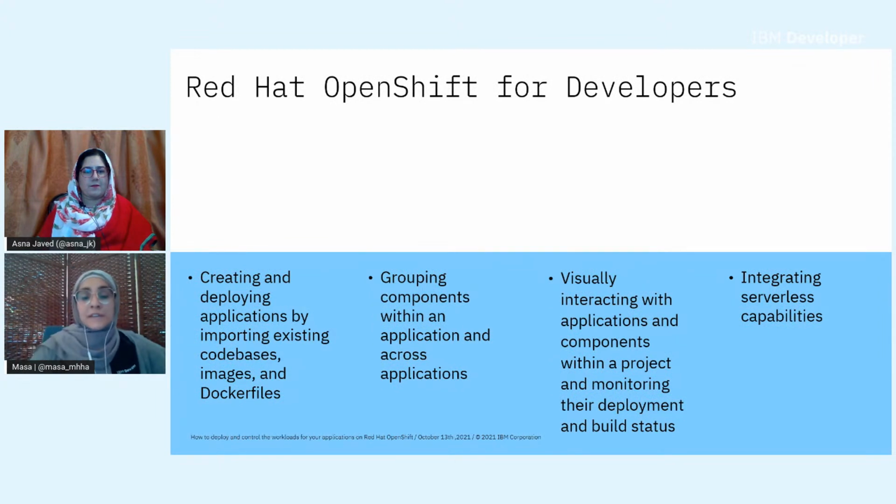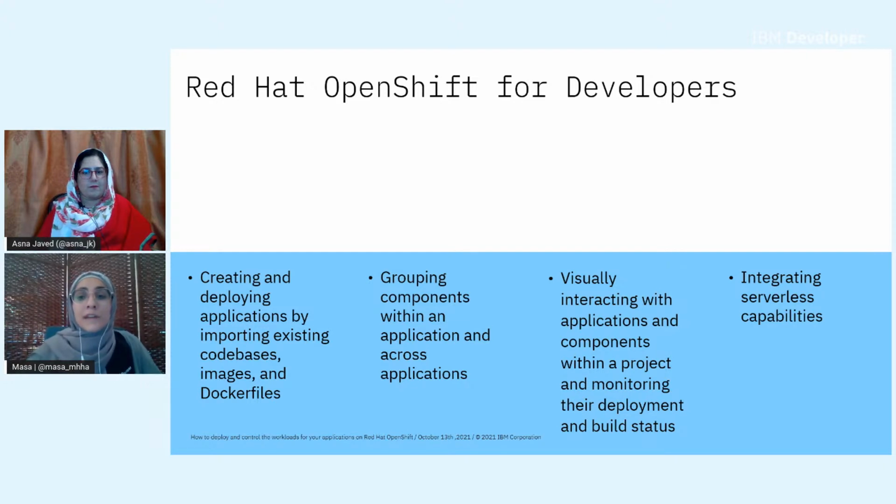And finally, integrating serverless capabilities. Serverless allows you to scale applications up and down based on the traffic that your application is receiving. So it's really important and essential to keep up with the demands of your business. So serverless is actually a really useful use case for many businesses, and you can integrate it directly with Red Hat OpenShift.